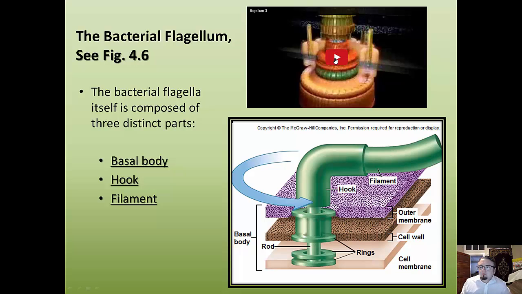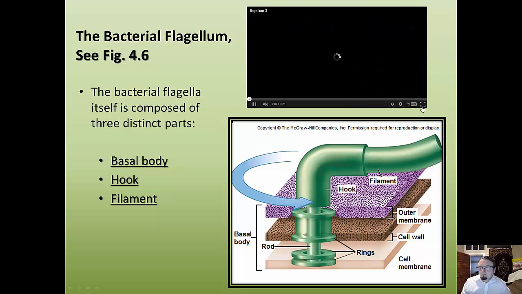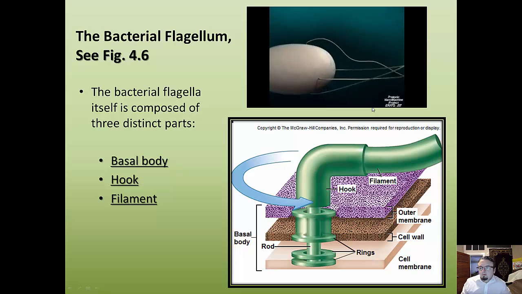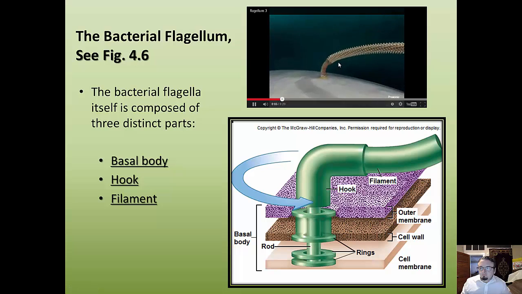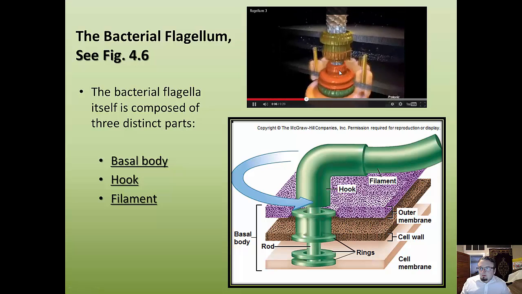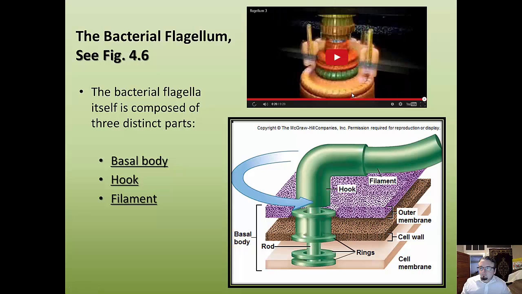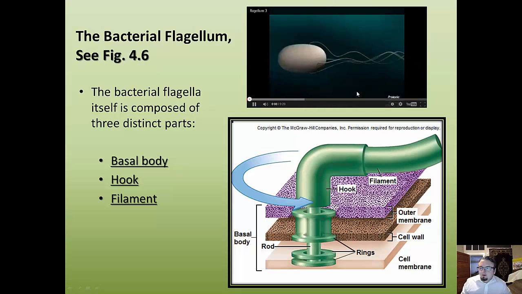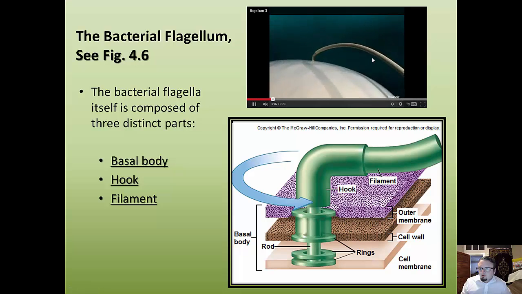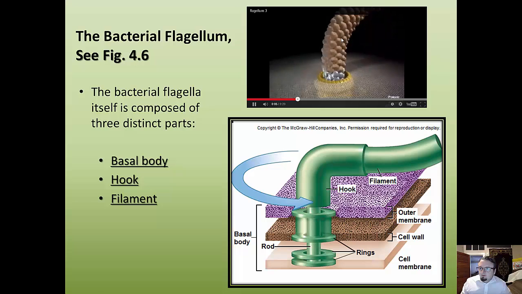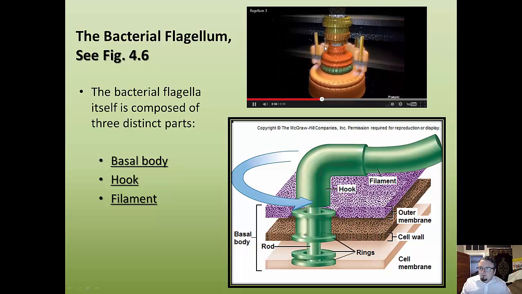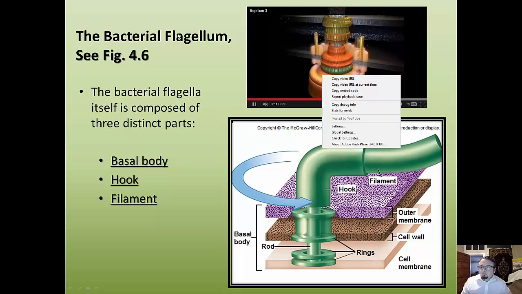So let's look at this real quick. So here's going into the cell, and this is part of the basal body, and this is rotating here, and that is driving the hook, which then connects to the filament and allows that tail to move there. So now that you've seen it from the inside, go back one more time. So you can see how that tail is moving around, flipping around. Here's the hook there, and it's connecting to the basal body, which is the series of rings that rotate.